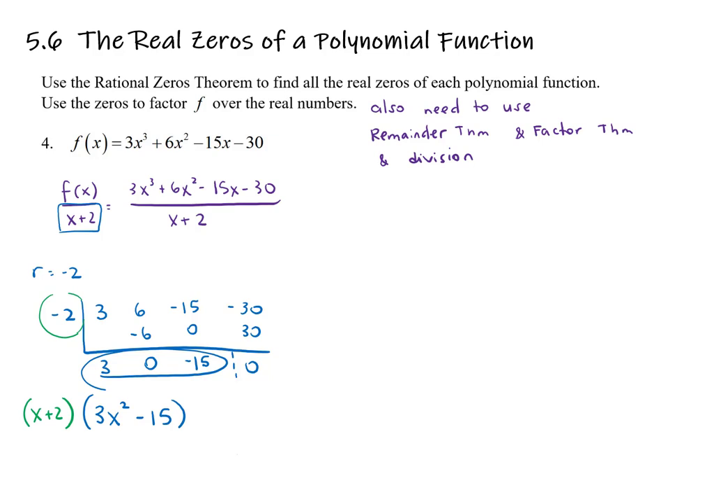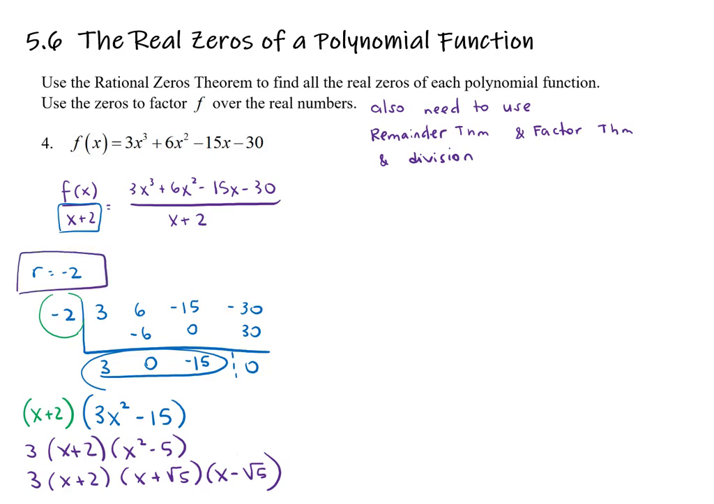And then I can factor this out a little bit more. There's a 3 in there. That's 3 times x plus 2 times x squared minus 5. And I'm going to factor that one more time. That's going to be x plus radical 5 and x minus radical 5. I only had one rational root. That rational root is -2. The other two are irrational. I have negative radical 5 and positive radical 5 as some of my roots.